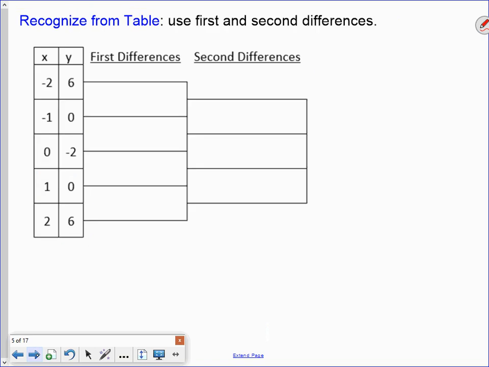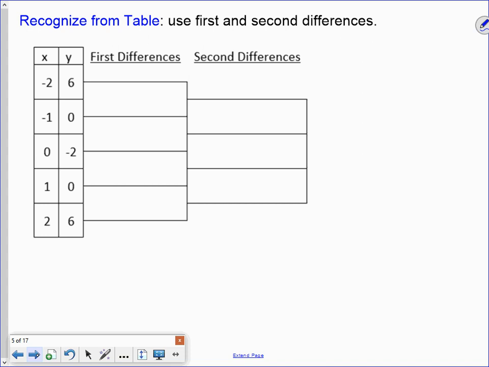Well, we used first differences when we were talking about linear relationships. With quadratic relationships, we're going to have to use both the first differences and what are known as the second differences. So this is the same table we were working with on the previous page. We know that this is a quadratic relation here. Let's go ahead and calculate our first differences.